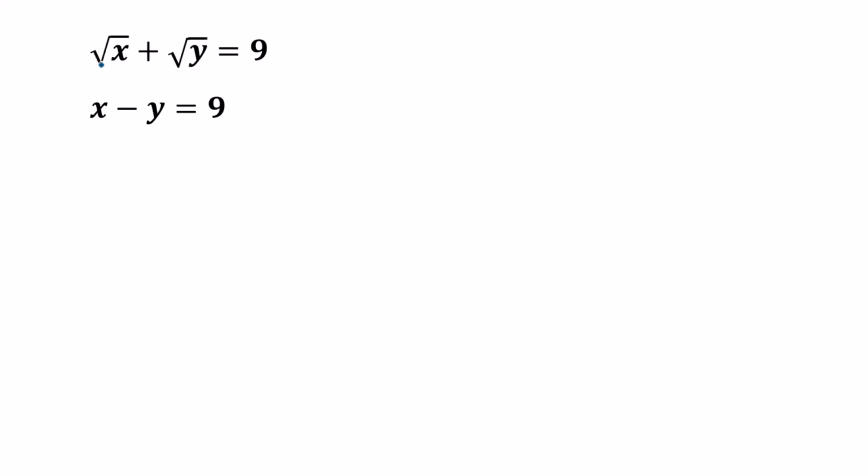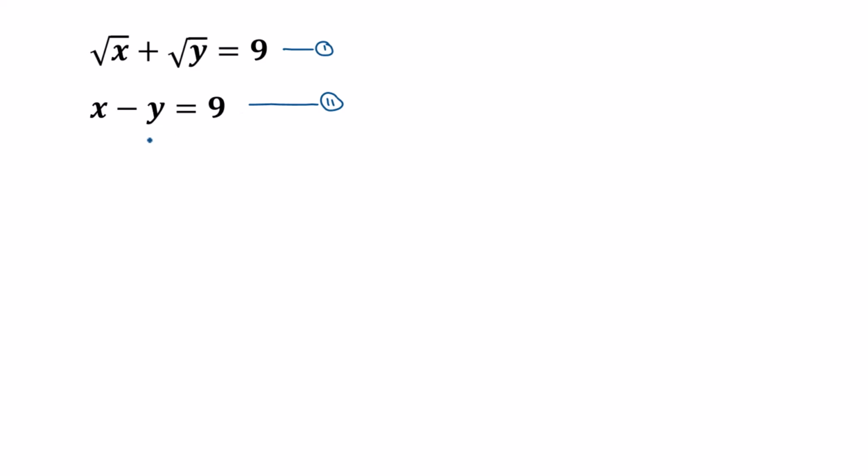In this video, I am going to show how to solve this system of equations: square root of x plus square root of y is equal to 9, and x minus y is equal to 9. Consider this as equation number 1 and this as equation number 2.